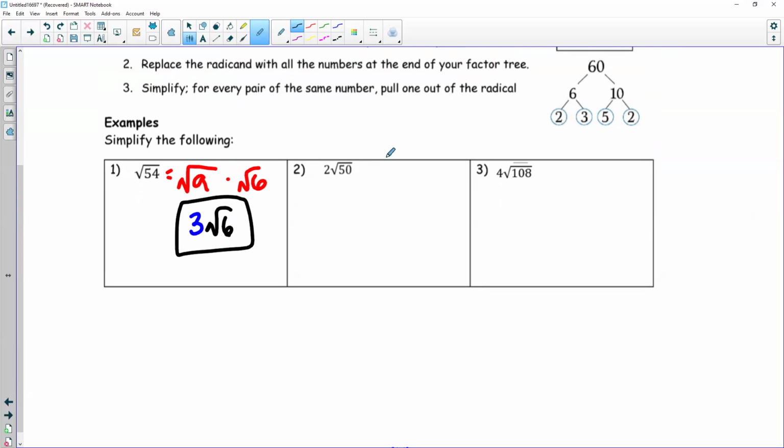If I were to do the next one, 2 times the square root of 50, right? These are ones you want to be careful with because you'll notice that there's already a 2 on the outside.